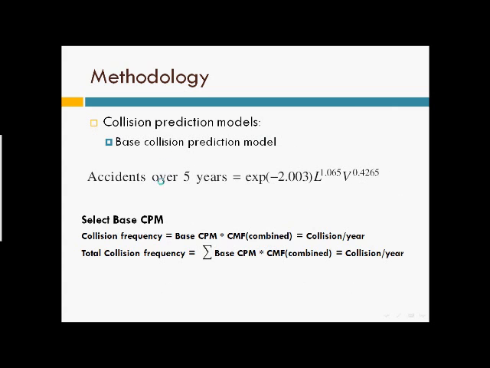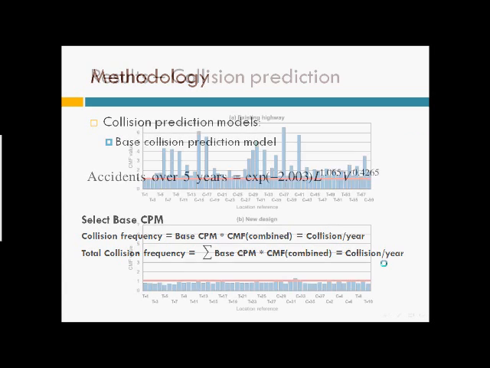And after that, continuing the methodology, we will use the base collision model, which is this one. This is a very important step, and it should be done in a very precise way because it will be affected by the local conditions. The base collision prediction model's collision frequency can be multiplied by the CMF, giving how many collisions per year we have, and for the total collision frequency we can sum over all sections and get how many collisions per year.